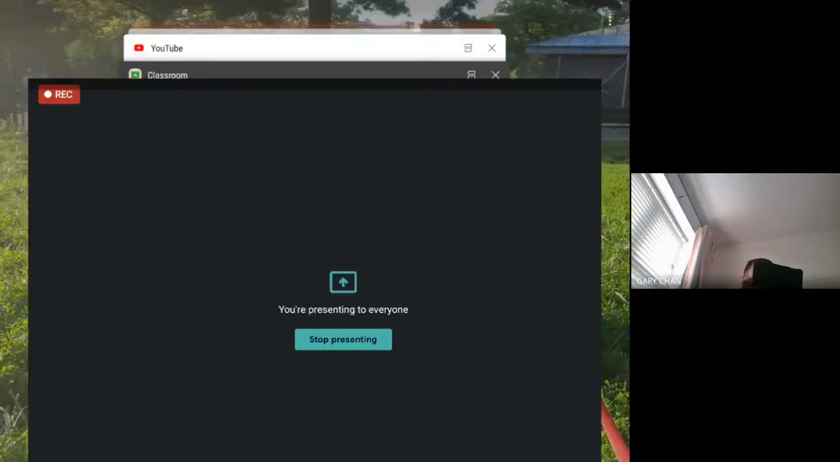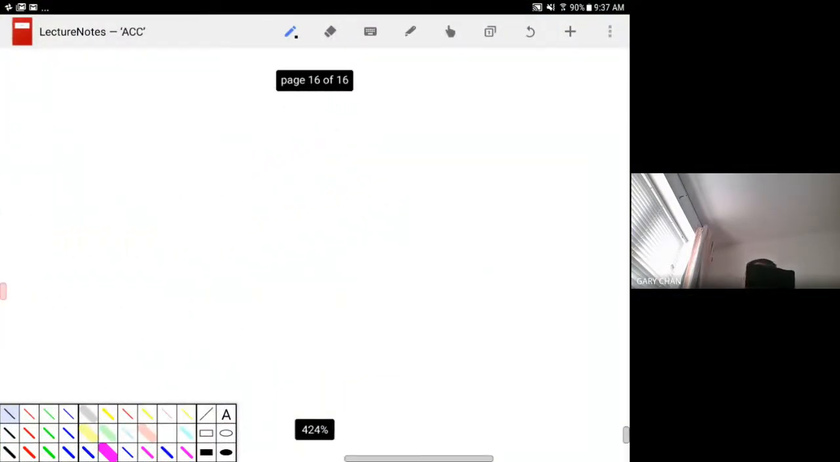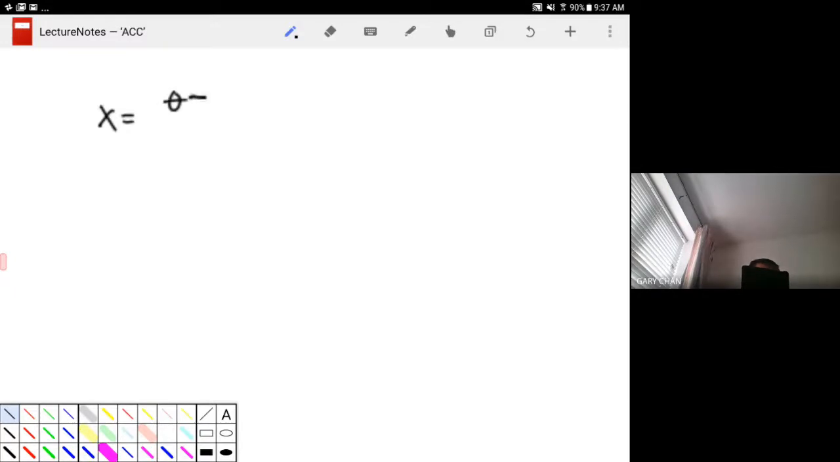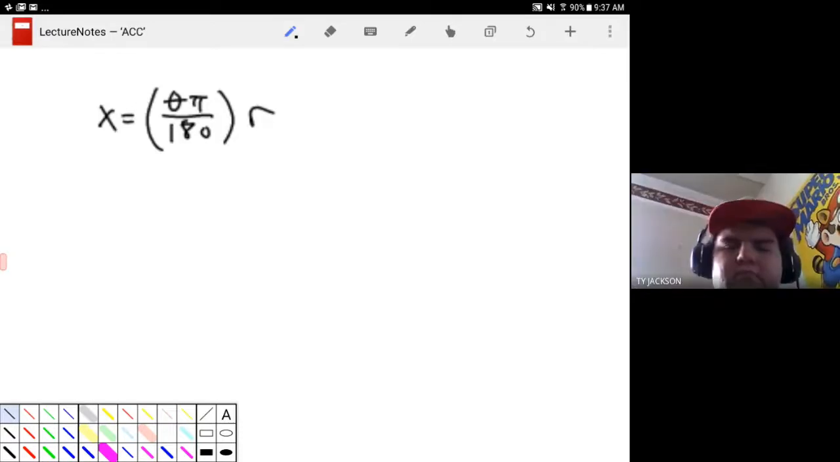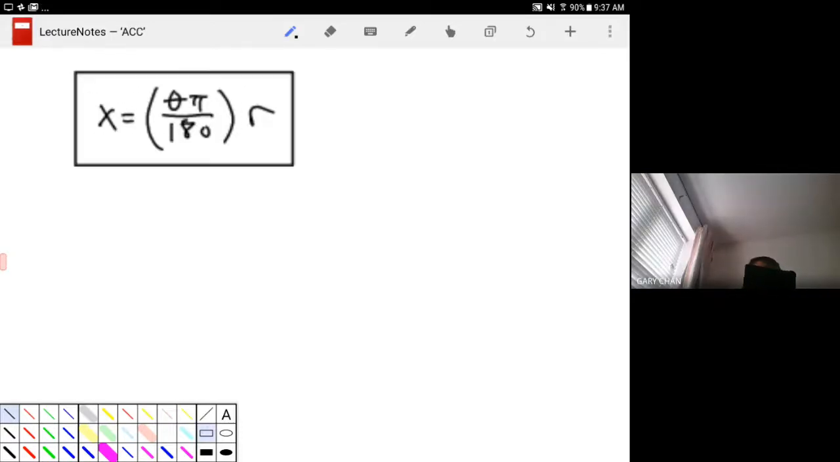The formula I want to bring across is, in the problems that we just went through, the last thing I showed you was this thing right here. It was x is equal to theta pi over 180 times r. Remember that? That was one of the last formulas that we had gone through.